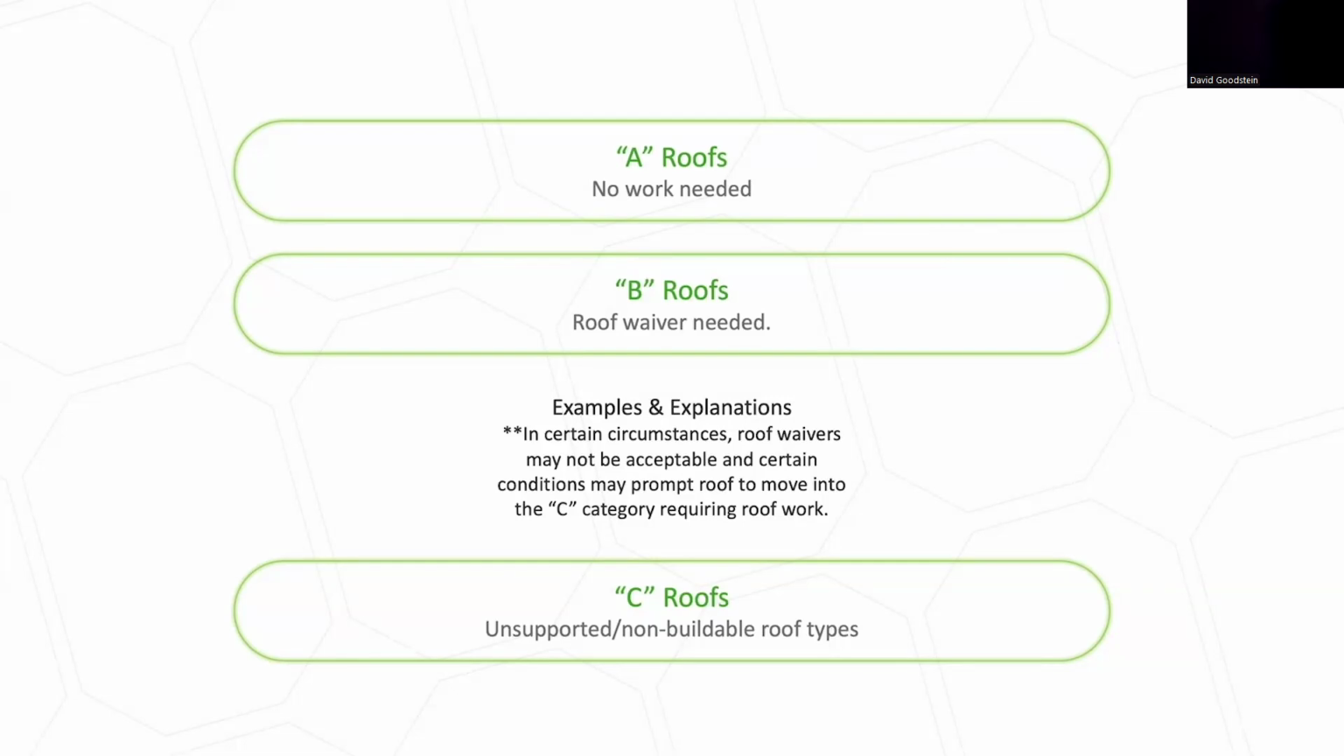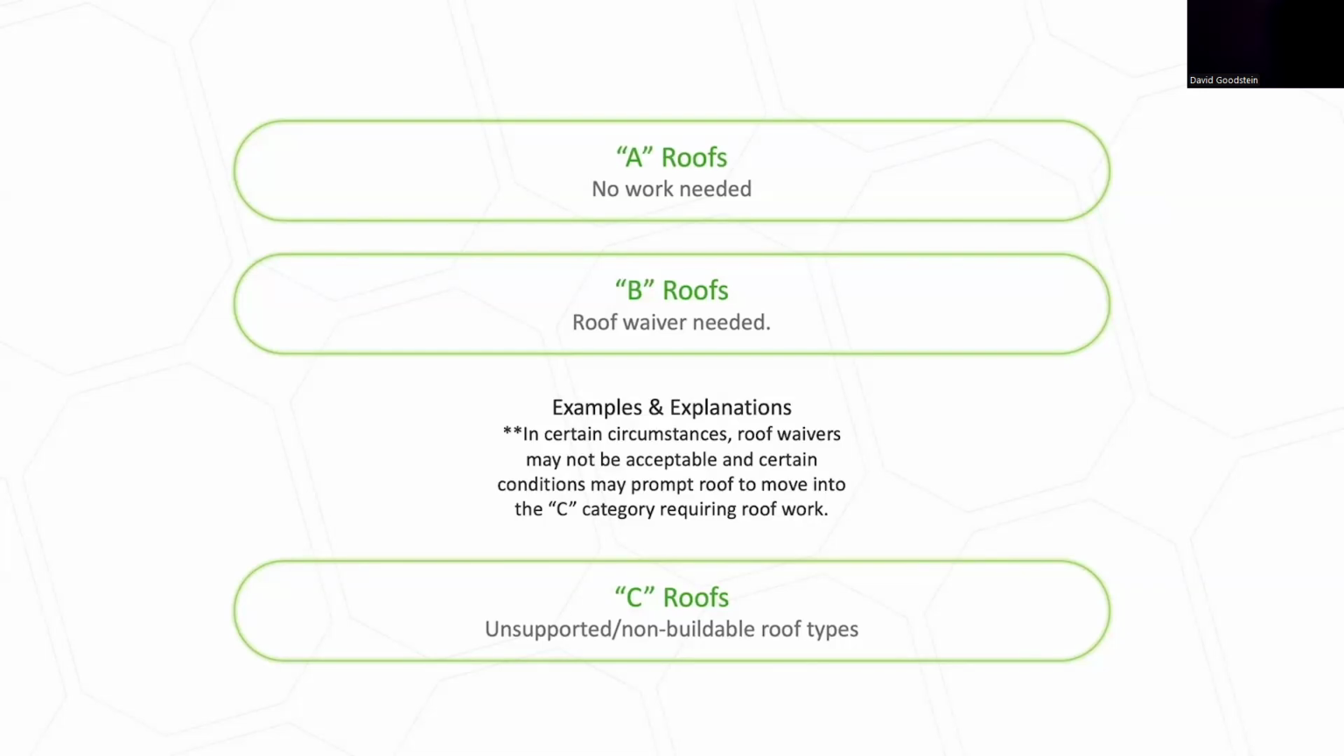So let's talk about the three types of roofs and how they're graded. The first being an A roof, where no work is needed. That roof is solar ready and the project can move forward. A B roof is where the roof is structurally sound, but Freedom Forever may not feel confident that it will remain watertight for the duration of the 10-year warranty. In that situation, a roof waiver would be needed.